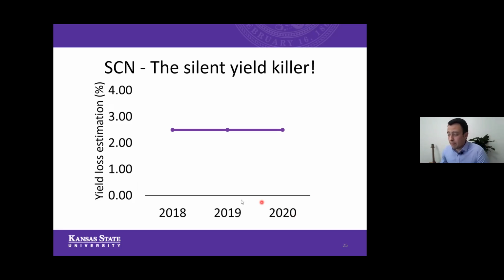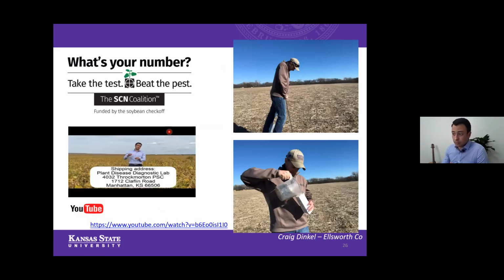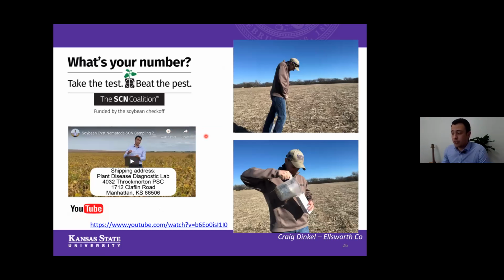If we look at the past 3 seasons, we see that it's been very constant over the years in terms of loss caused by SCN. So the best way, again, to manage this disease is starting with knowing your number.